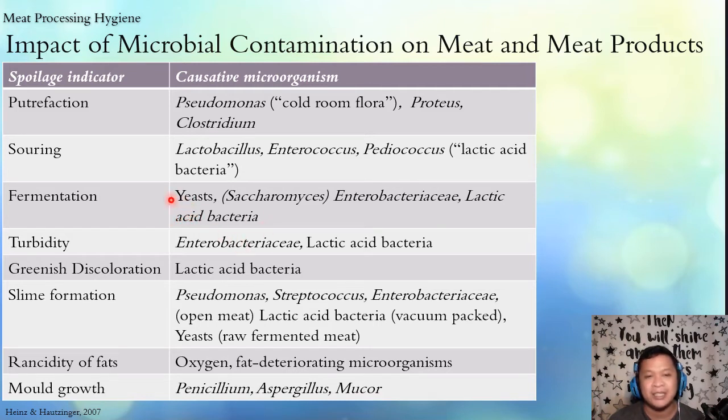Meanwhile, of course, the yeast, alam naman natin, they ferment to produce other things, carbon dioxide. And of course, in certain cases, we also have fermentation, but not so much in meat. For turbidity, again, Enterobacteriaceae and LABs, quickly discoloration is also caused by LABs. On the other hand, for slime formation, pretty much halos silang lahat, plus C-streptococcus.